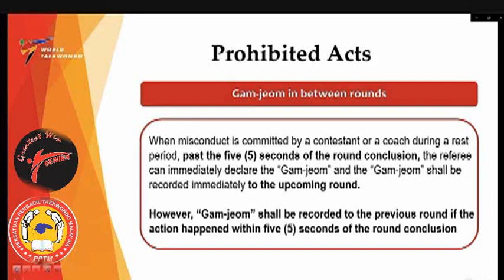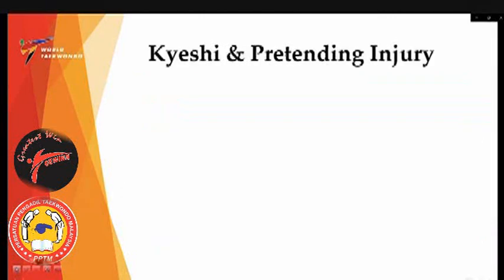This is important to be aware of because this can change the outcome of the round winner. If a gamjan is given after the end of the round and it goes to the previous round, it could make a difference. So please be aware.